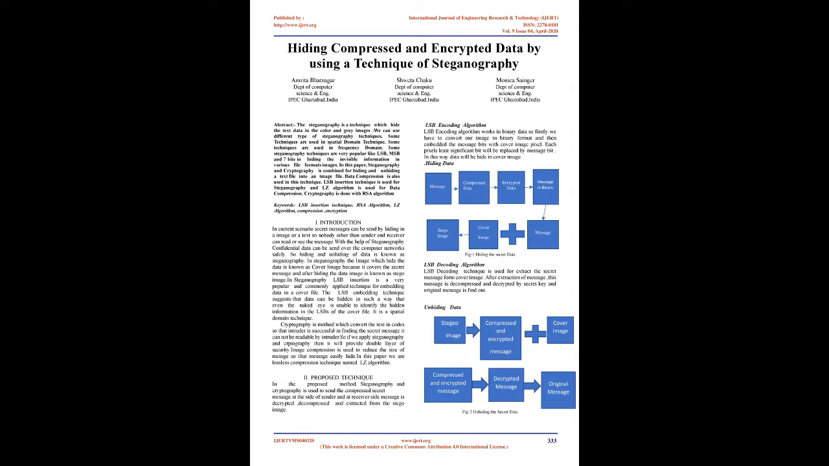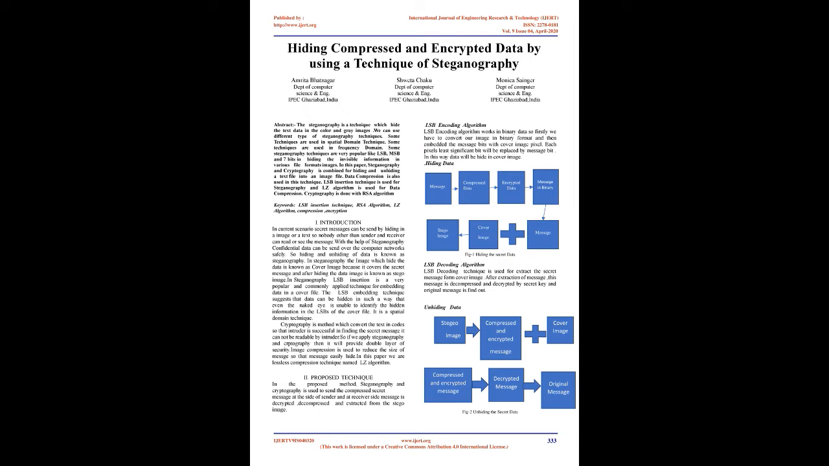Cryptography is a method which converts the text into codes so that an intruder is not successful in finding the secret message. It cannot be read by the intruder. So if we apply steganography and cryptography, it will provide a double layer of security. Image compression is used to reduce the size of the message so that the message can be easily hidden. In this paper we use a lossless compression technique, the LZ algorithm.